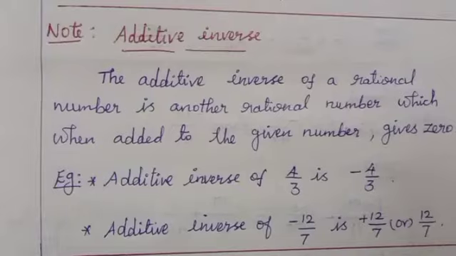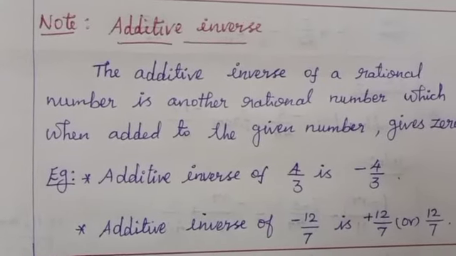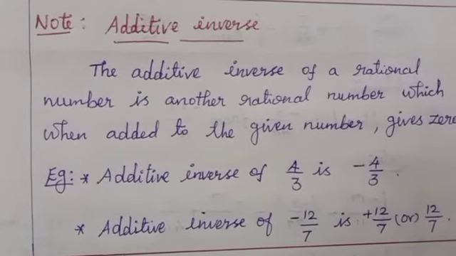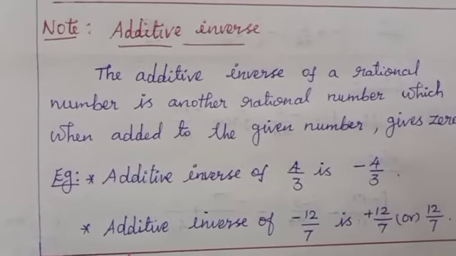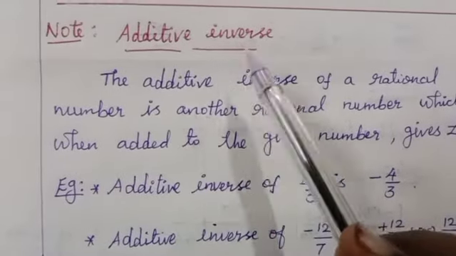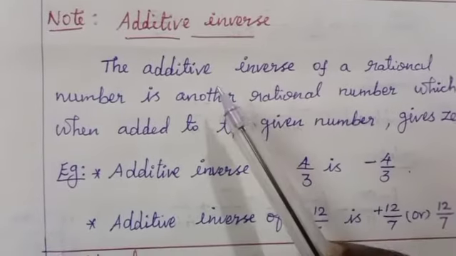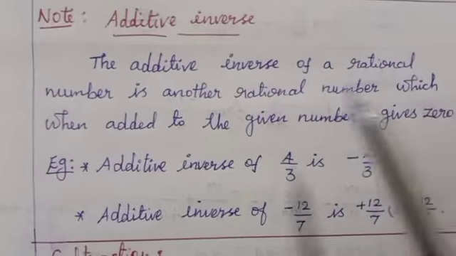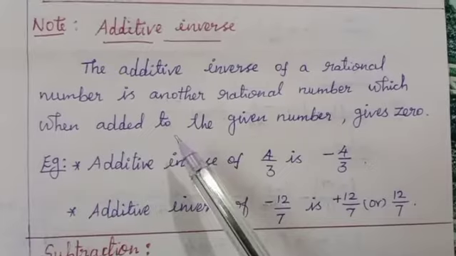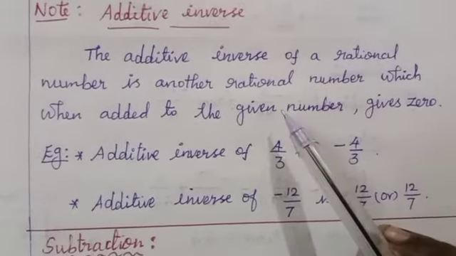Students, in the previous video you learned rational numbers addition. Now we are going to see rational numbers subtraction. Before seeing rational numbers subtraction, we have to see additive inverse. What is the meaning of additive inverse? The additive inverse of a rational number is another rational number which, when added to the given number, gives 0. Have you understood the meaning?